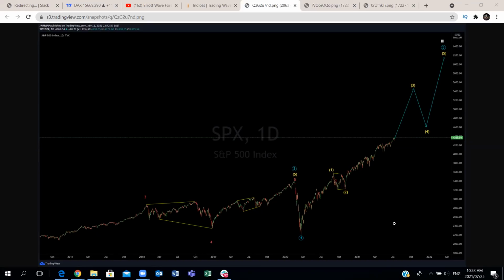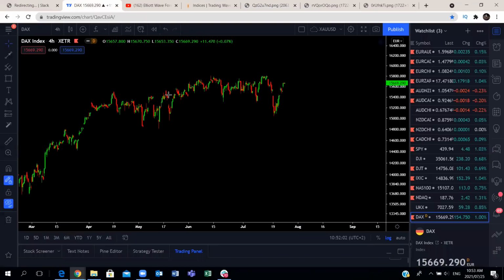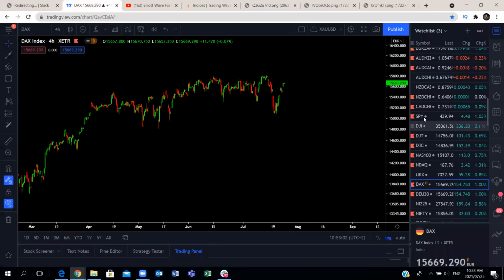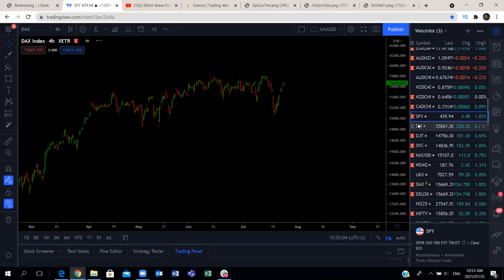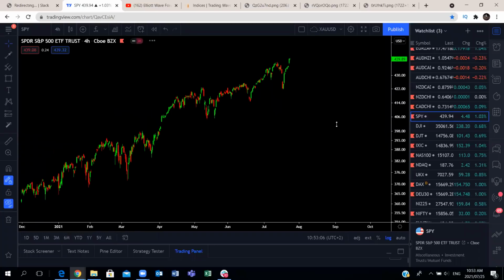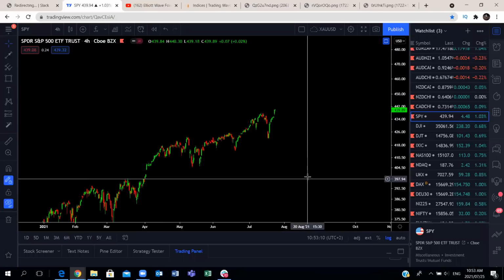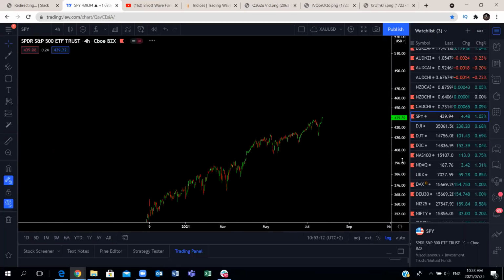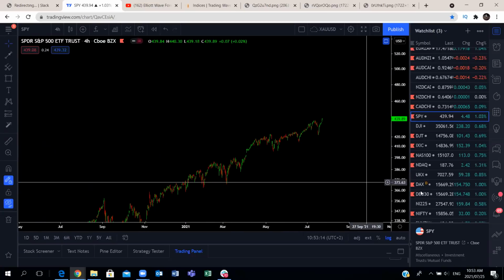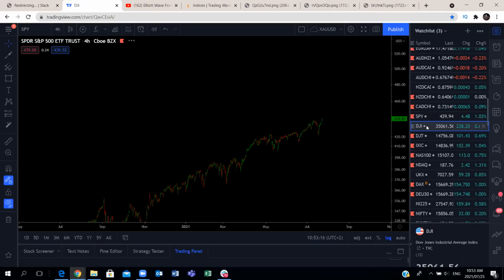So that's what we're looking at. Continuation to the upside on the S&P 500. So in the next coming session, we should see even 450, 500 on the S&P 500. We can see 500 soon. Dow Jones.